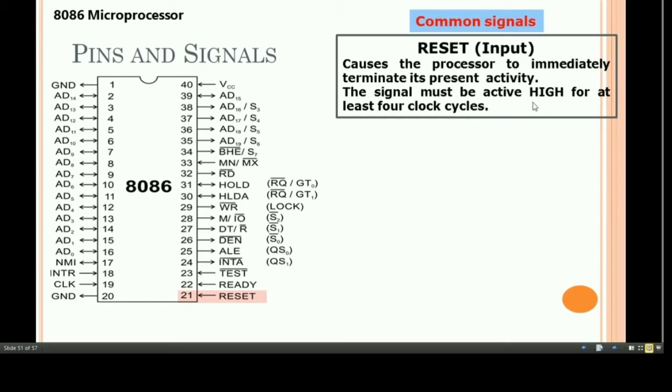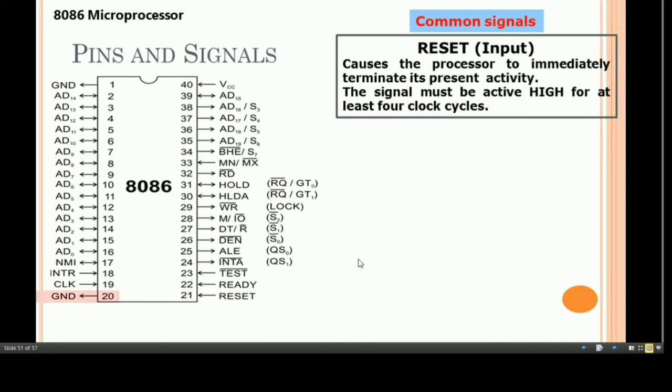The signal must be active high for at least 4 clock cycles. If this pin number 21 gets the active high signal for 4 clock cycles, then the processor will terminate all its present activities and will be reset. So when the reset occurs, the contents of the code segment register become FFFFH and the instruction pointer becomes 0000H.